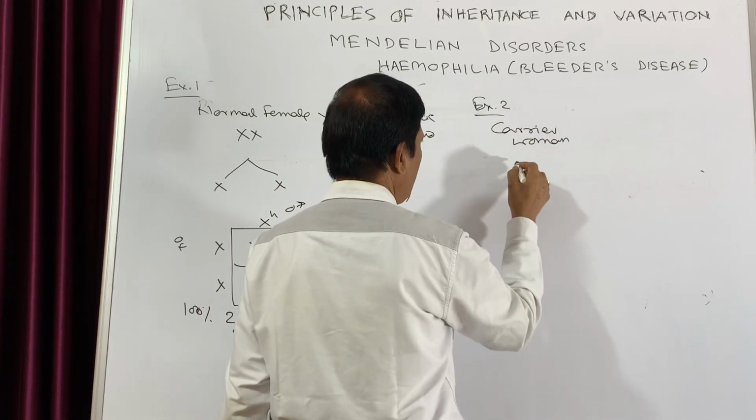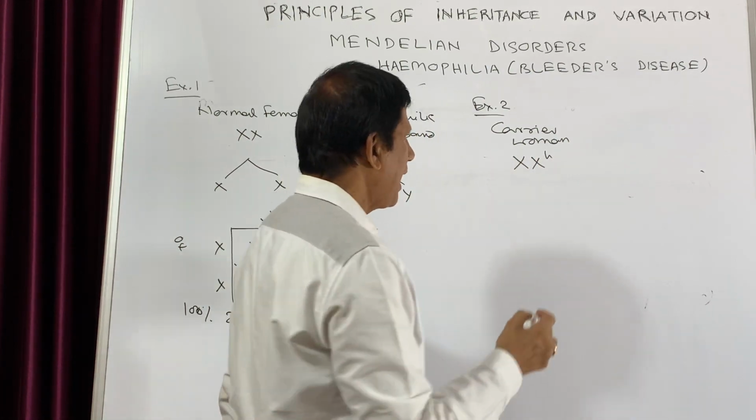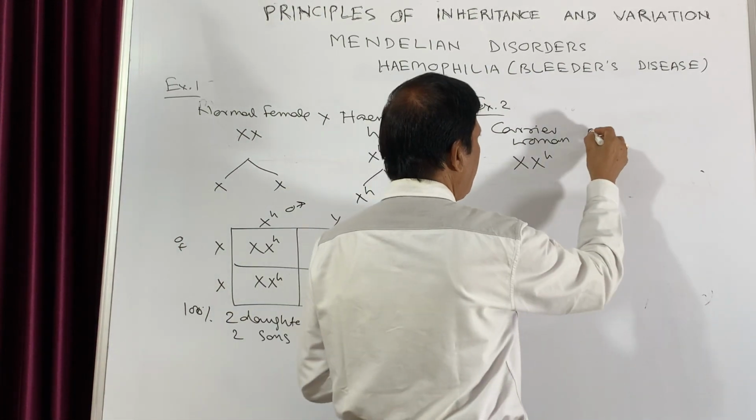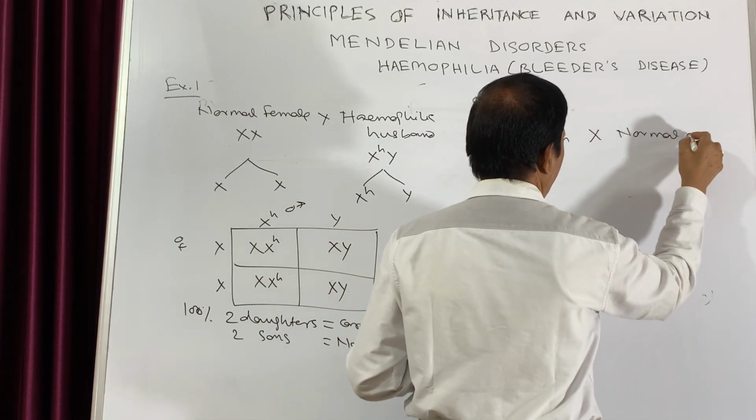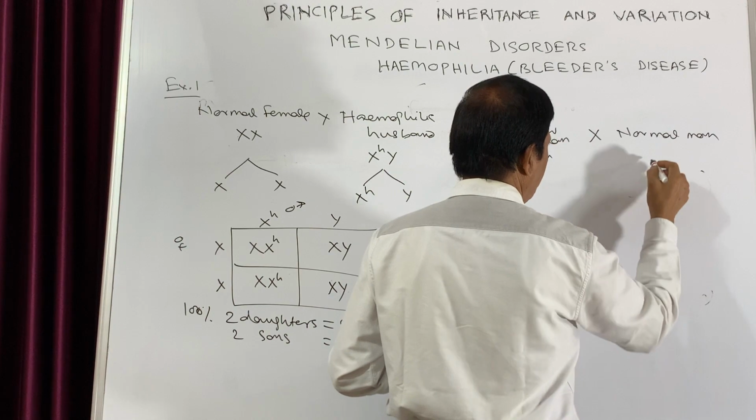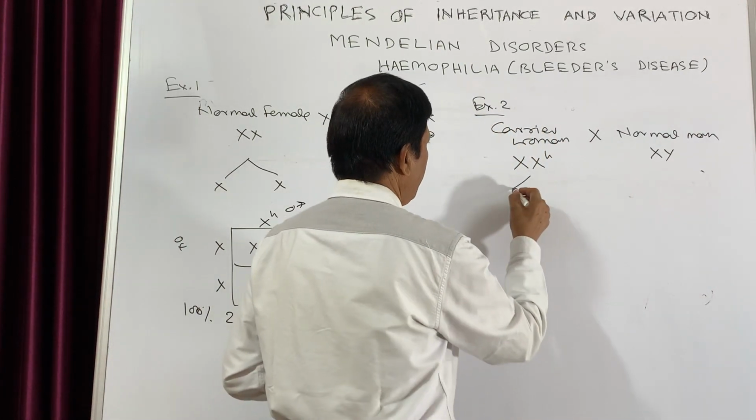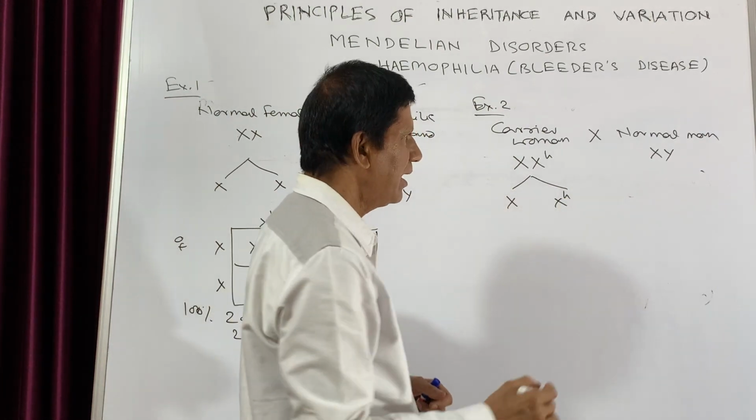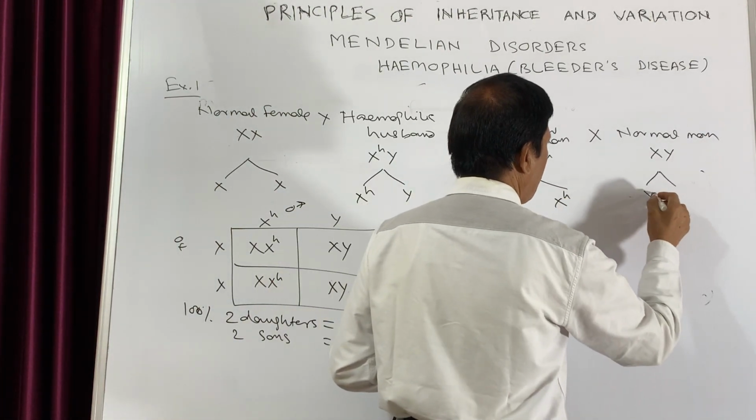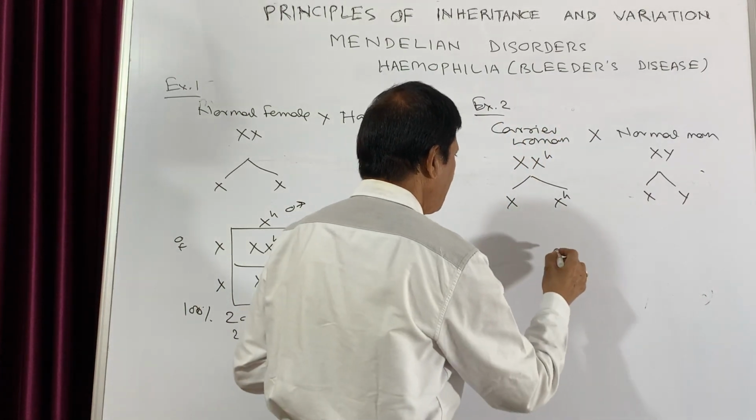So naturally, a carrier woman will be X and XH. And if this carrier woman marries a normal man, the normal man will be X and Y. So the female will produce two types of X, and the male will produce two types of sperms.